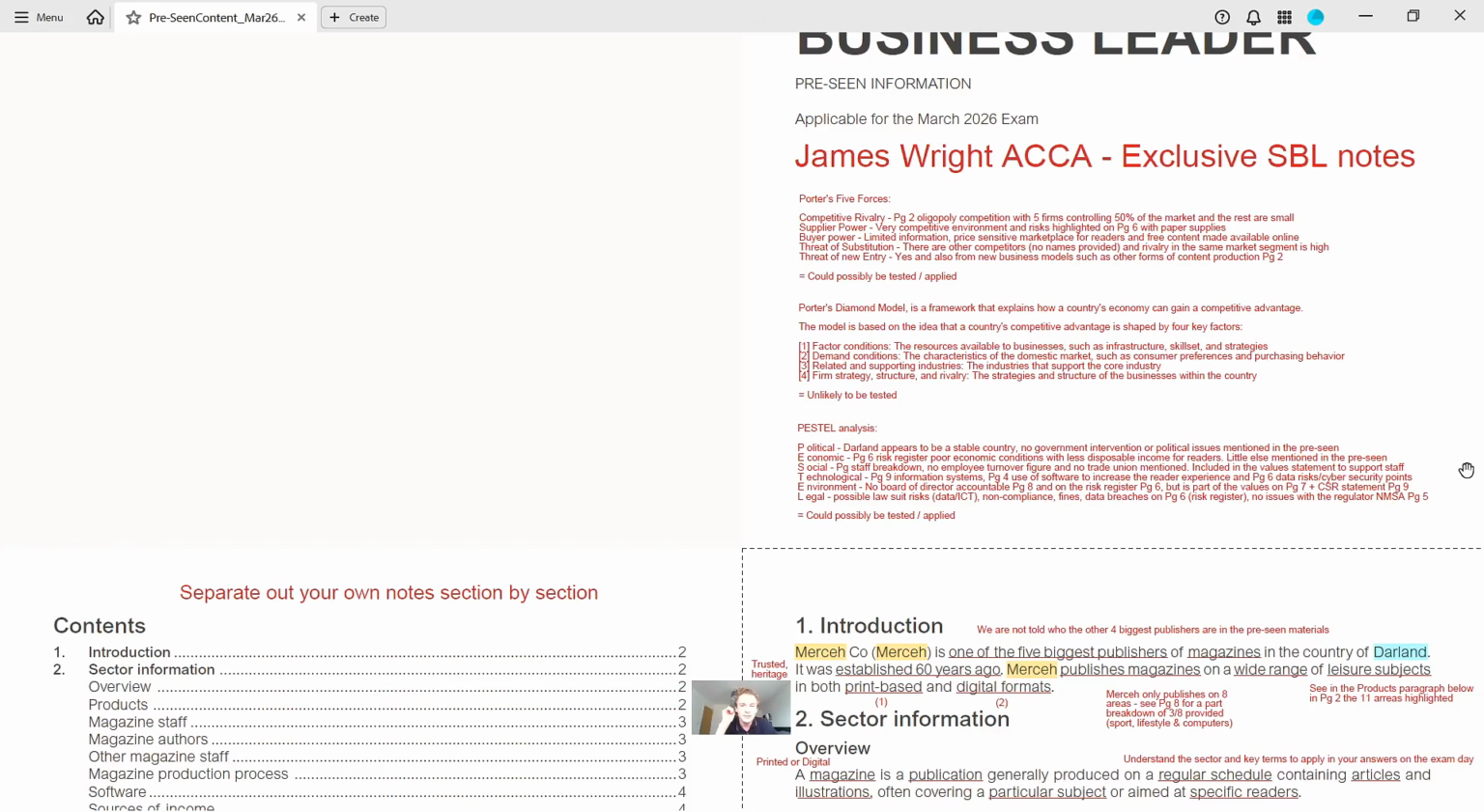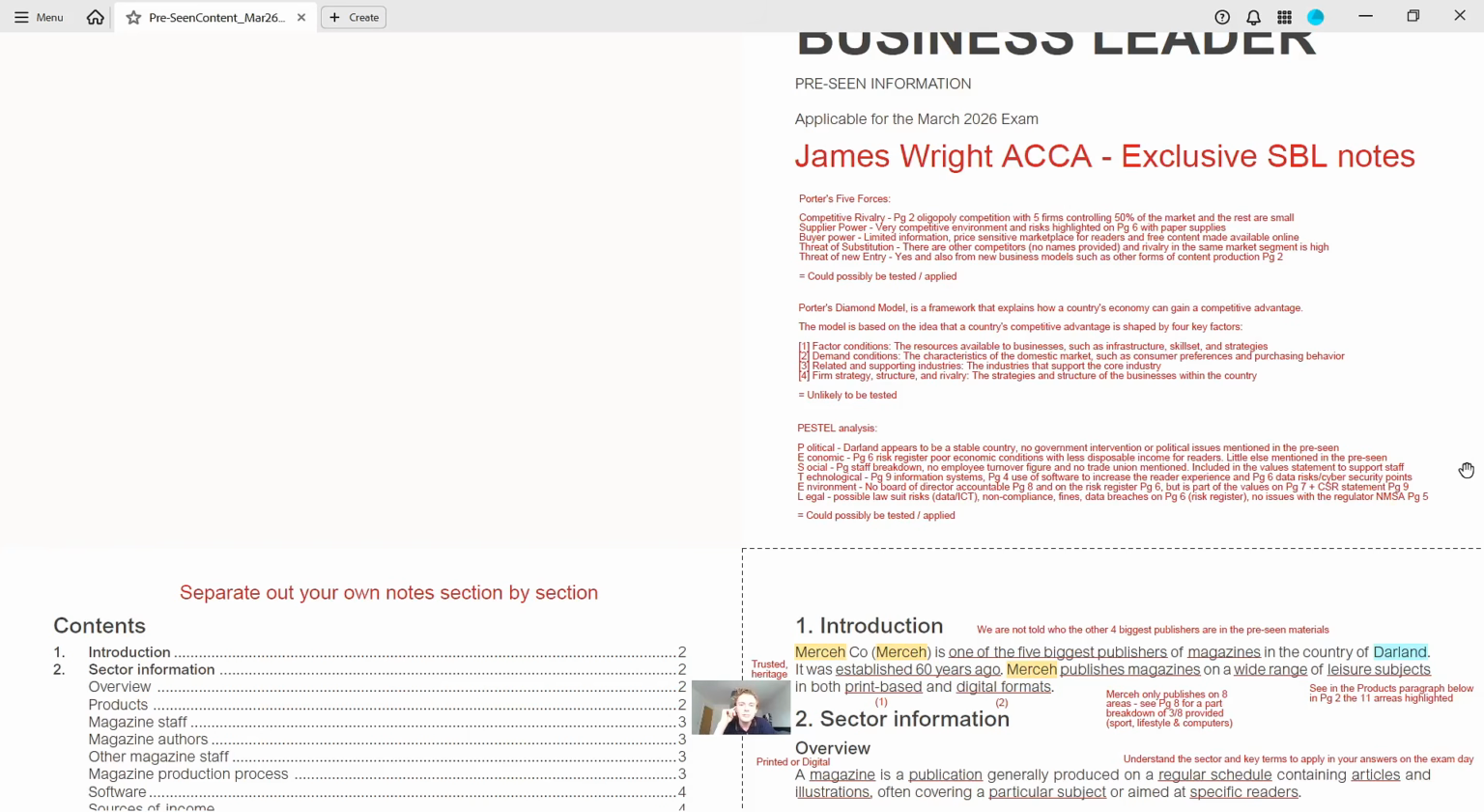Social factors for PESTEL, we're actually given a staff breakdown on page number 8. No employee turnover figure in the KPIs, and we're not told about any trade unions, it's worth noting. It's also included in the value statement to support staff. Technology, there are a heck of a lot of points on this, especially on page 9 about the information systems that they've not updated in a number of years. Page 4, the use of software to increase the reader's experience. And page 6, the data risk, cybersecurity points, along with the likes of AI you could talk about there.